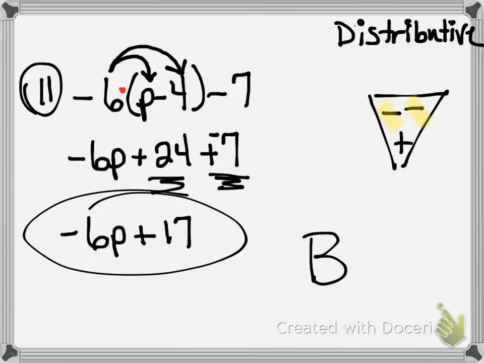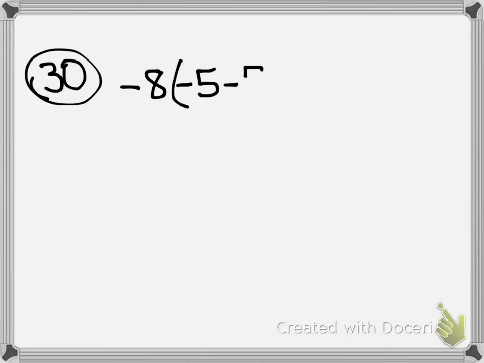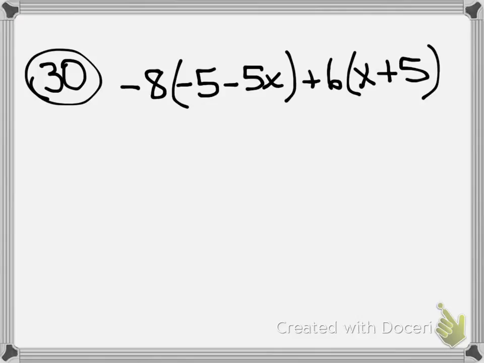So in this lesson, we're really going to use a lot of this distributive property. We're going to go all the way to number 30, most complex one on the page. So we have negative 8 times the quantity negative 5 minus 5x plus 6 times the quantity x plus 5. Both of these are the distributive property. So I always draw these humps because it tells me which two things to multiply. Whatever it connects, that's what I'm multiplying.